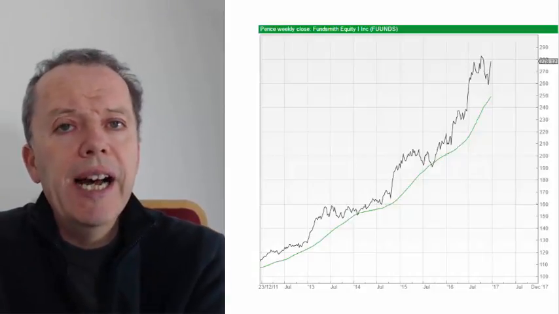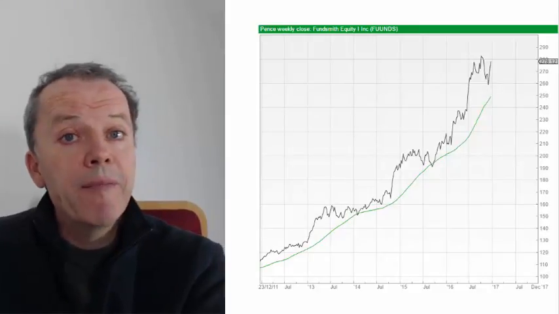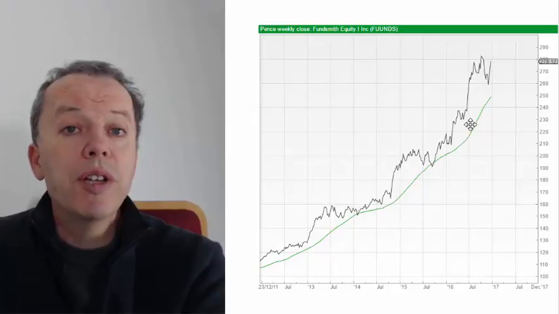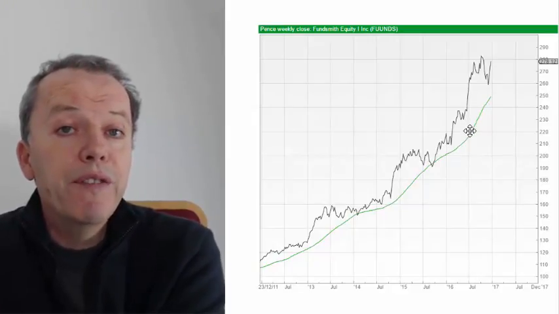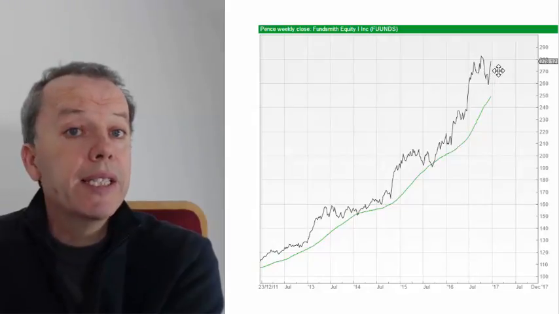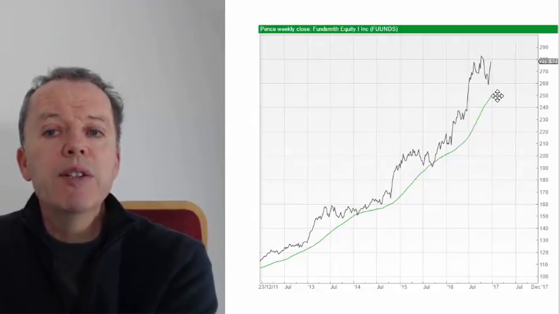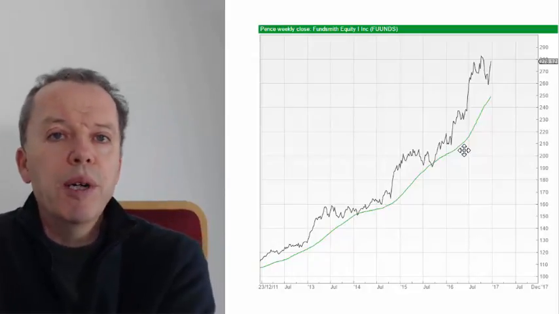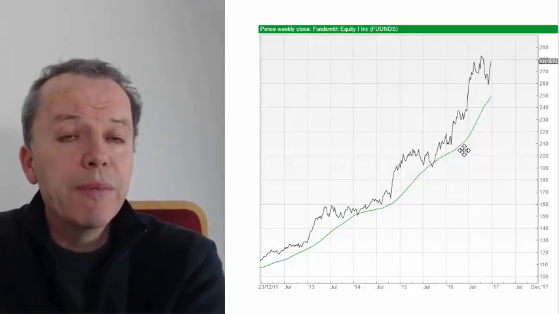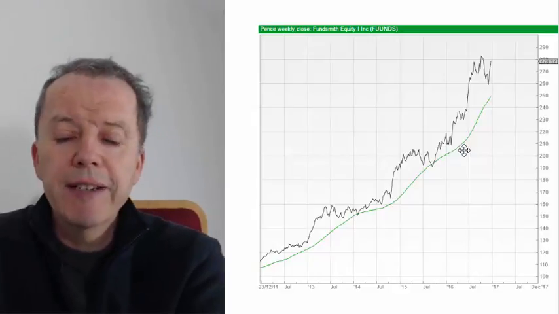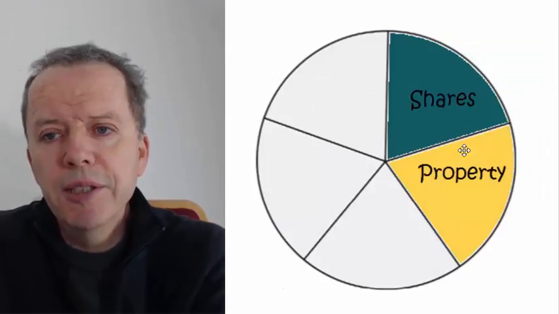I use a unit trust called Fundsmith to invest in shares, and this is the graph of it this week. The line is the weekly price, so each dot on the line is the price of the Fundsmith unit trust at the end of each week, and you can see that in the past couple of weeks it's done very well. It's been rising, so it's well above this green line, which is the average price for the past year. So I'm invested in Fundsmith, and the graph is telling me to remain invested in Fundsmith, so that's what I'm going to do.